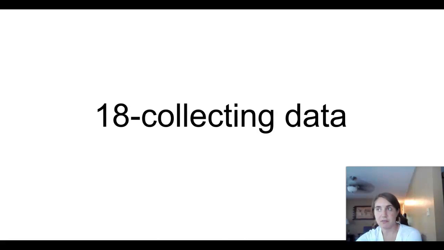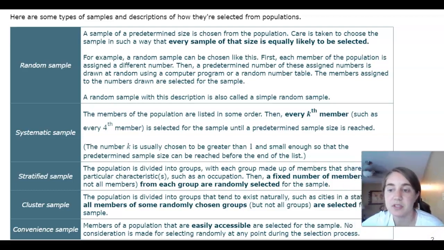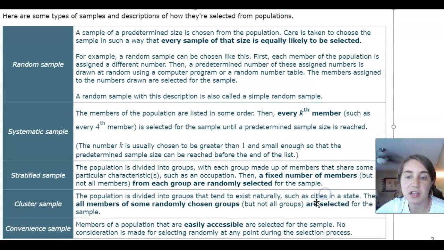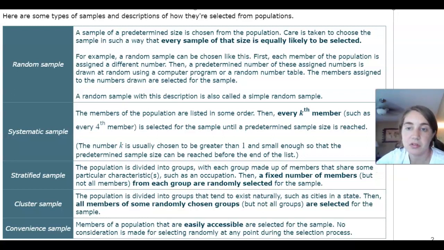So we're starting a mini data unit. These are different ways that we can select data from a population. I'm going to take a second and copy these down. A random sample is when every sample of that size is equally likely to be selected. Systematic means that you select every fourth member, or fifth member, up to a predetermined size.